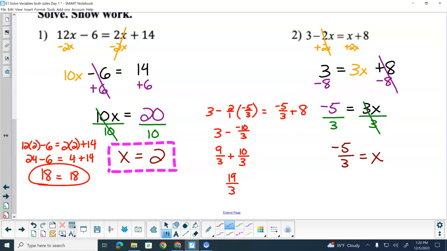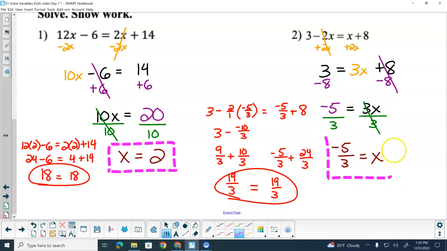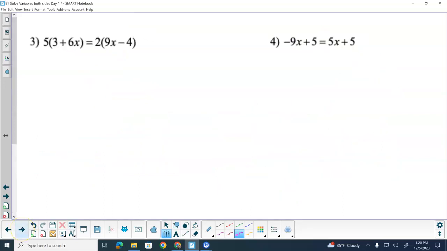Negative 5/3 in for x on the other side, plus 8, gives me a true statement right there. So that is my answer. Okay? What I would like you to do now is numbers 3 and 4. Go for it.